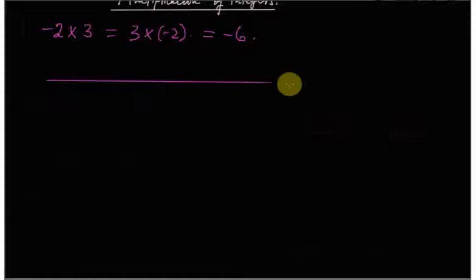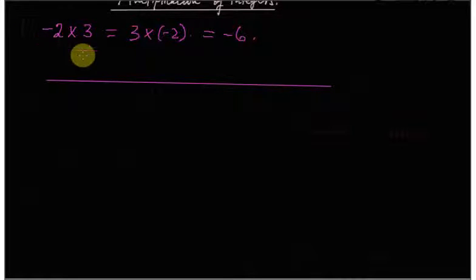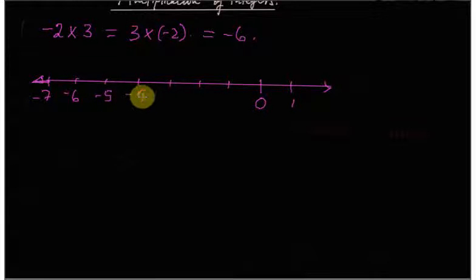The first scenario is groups of 2 in the opposite direction 3 times. So we are going to show this here. This is 0, this is 1, 2, 3, 4, 5, 6, 7. Mind you, it continues endlessly. Then -6, -5, -4, -3, -2, -1.